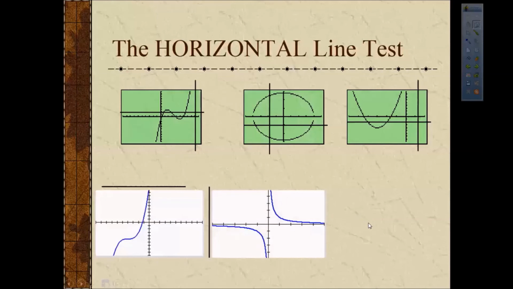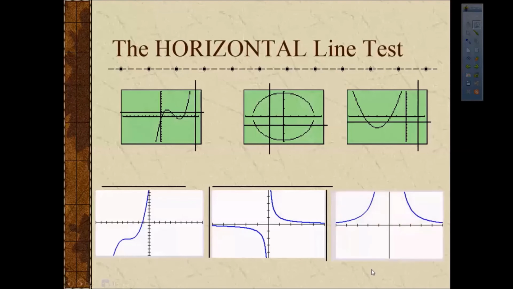Here's another graph. We'll run the vertical line test through, and it passes. This is a function. We'll run the horizontal line test. It also passes the horizontal line test. So not only is this a function, it is a one-to-one function. And finally, here's another graph. This passes the vertical line test, but it fails the horizontal line test. So this is a function, but not a one-to-one function.